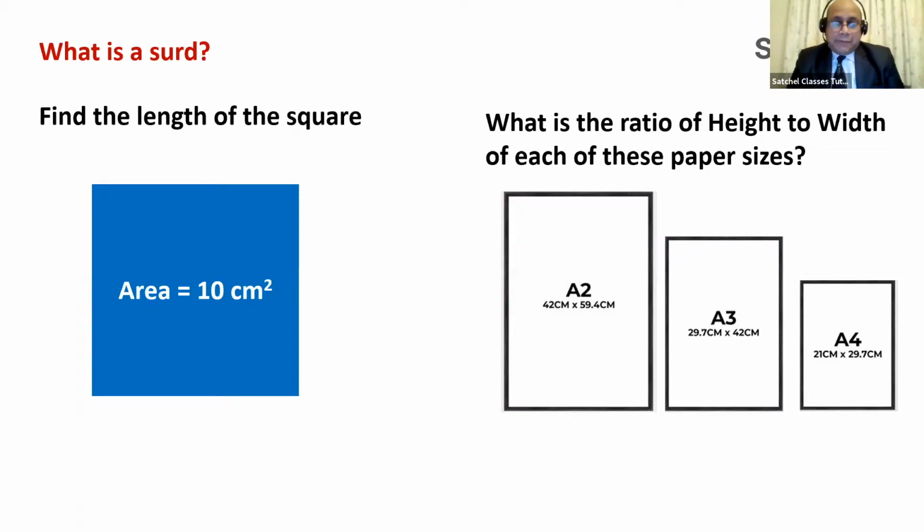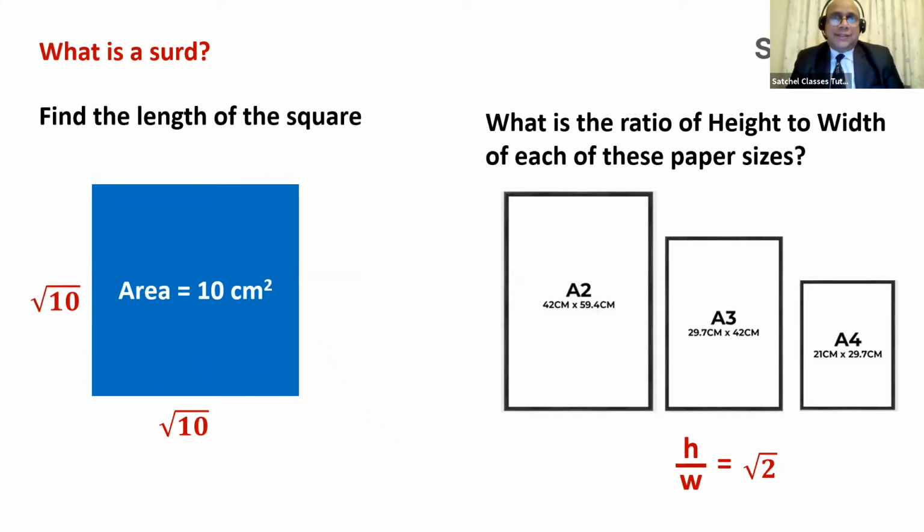If you have found the answer, you would realize that they are not proper numbers. You would have either got a decimal which is non-terminating, it goes on and on and on, or you would have got a strange sign, the square root sign. For example, the answer to the first question is square root of 10. Each side of the square has to be square root of 10. And in the second case, the ratio of the height to width in each of the three paper sizes is square root of 2. Now it is these special numbers, square root of 10, square root of 2, which are called surds.